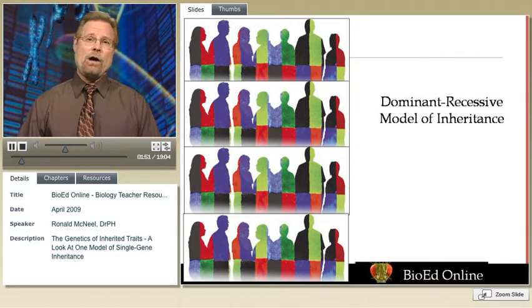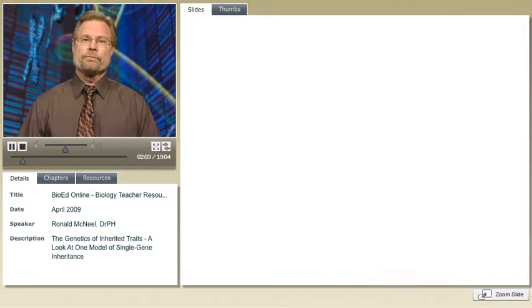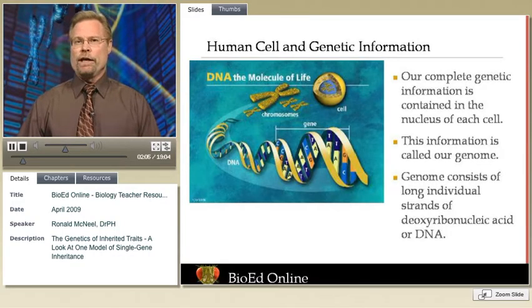To demonstrate how offspring inherit traits from their parents, we will look at the dominant recessive model of inheritance. Just know that there are other models of inheritance. To understand how inherited traits are passed on, let's start with a look into the human cell. Amazingly, the nucleus of almost every cell in your body holds a complete set of your genetic information. This set of genetic information is called your genome.